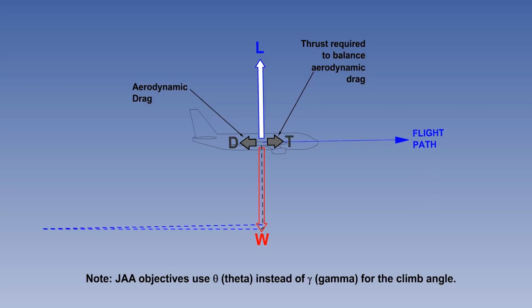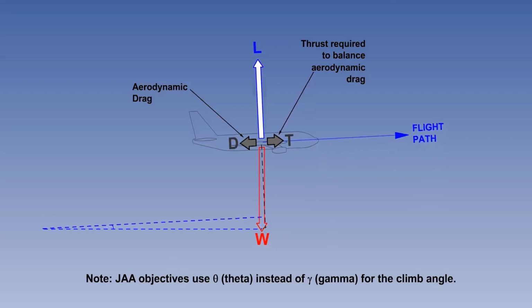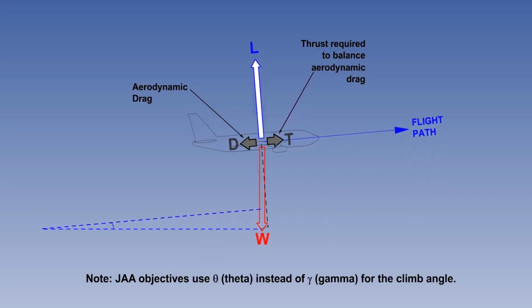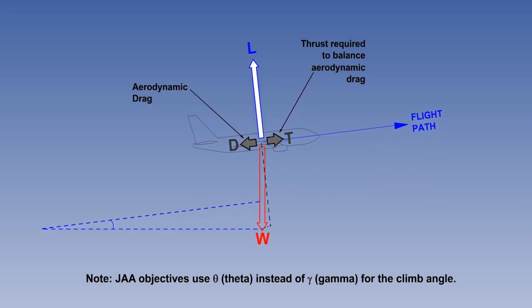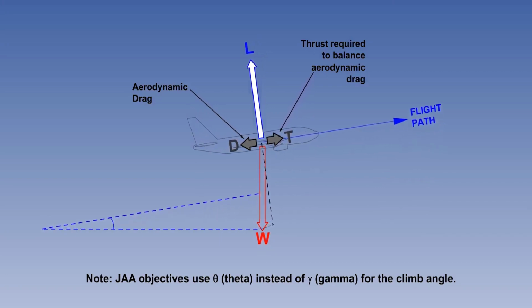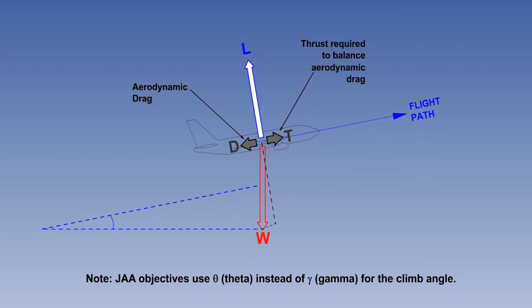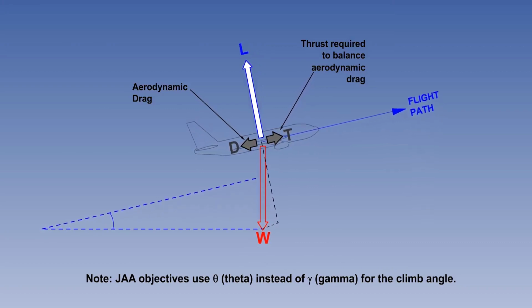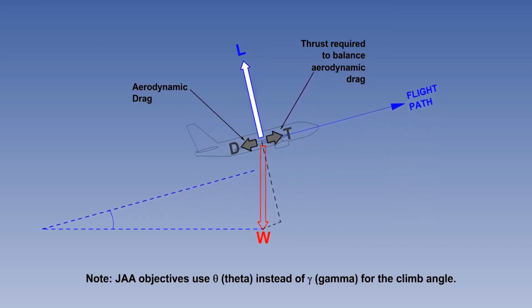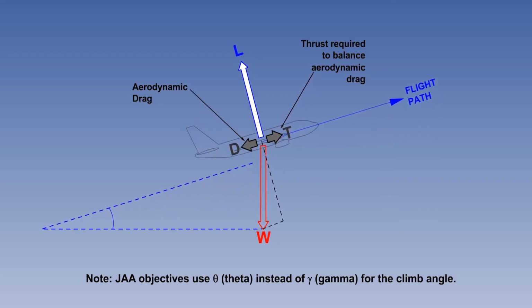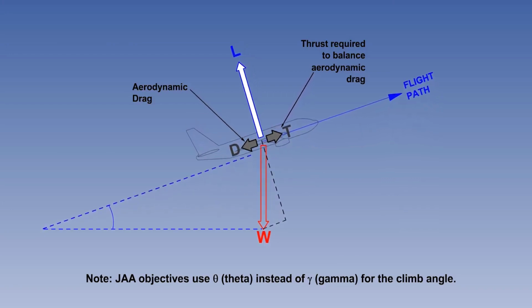With the aircraft in a climb at an angle to the horizontal, the Greek letter gamma denoting the climb angle, the weight vector is inclined backwards relative to the flight path at the same angle as the climb flight path is to the horizontal. Note that the JAA objectives use the Greek theta instead of gamma for the climb angle.